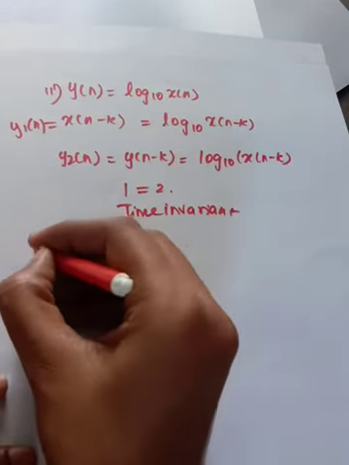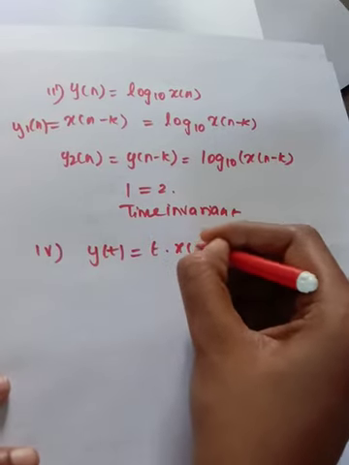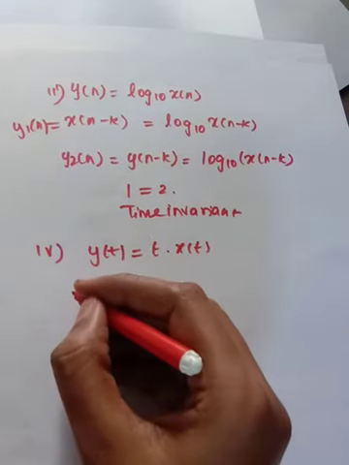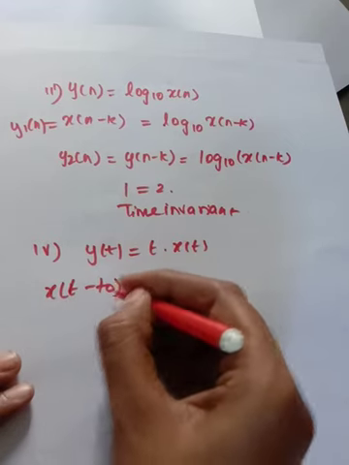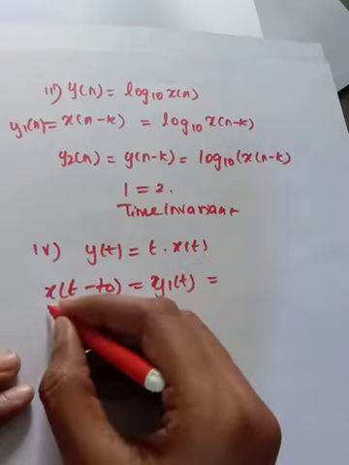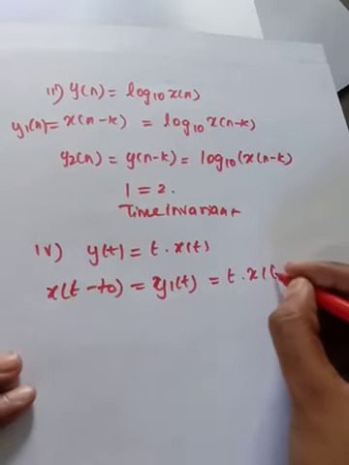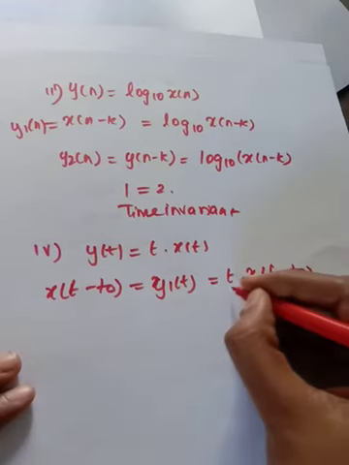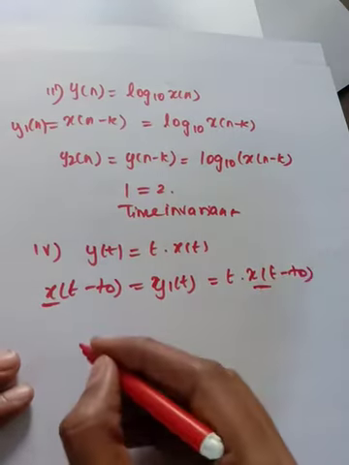The fourth problem is y of t is equal to t into x of t. Now you can easily understand the difference. First you need to find x of t minus t naught, which is nothing but your y1 of t. Wherever you are having x of t, there you need to replace x of t minus t naught. You should not replace for t. This is the input shifting, so x of t minus t naught.